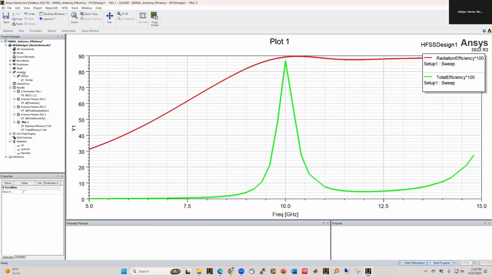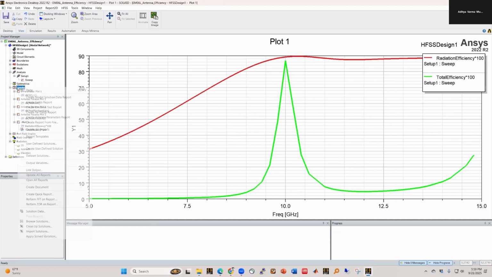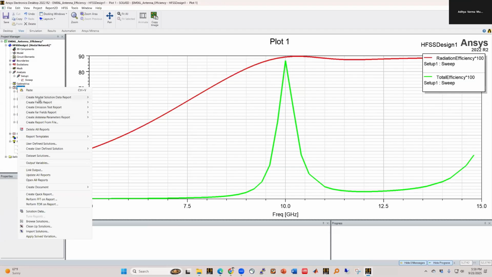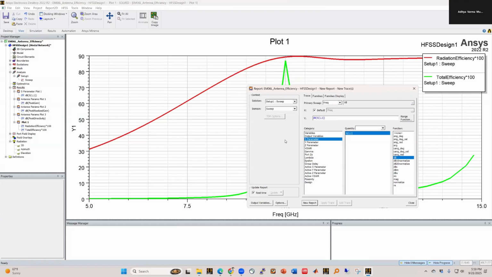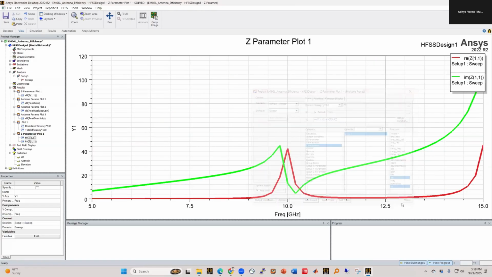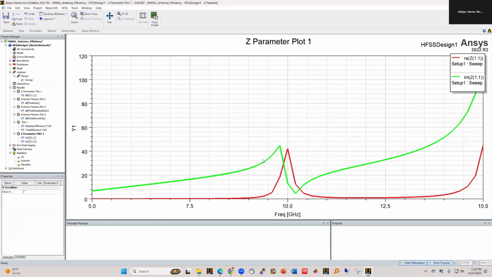The other things that we care about is the impedance. So we go to model solution report, rectangular plot, Z11. And I usually plot the real and imaginary parts of Z11. Okay, over the sweep, so hit new report. And that gives you the real and imaginary part. And you can see there is some kind of a resonance, right, at this frequency.